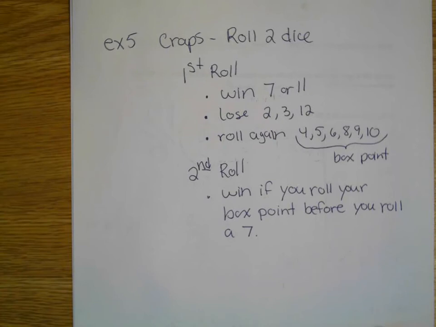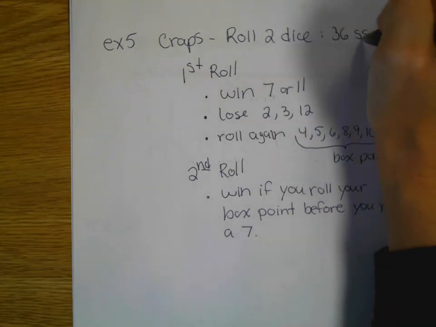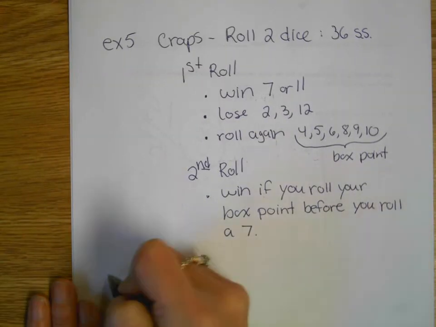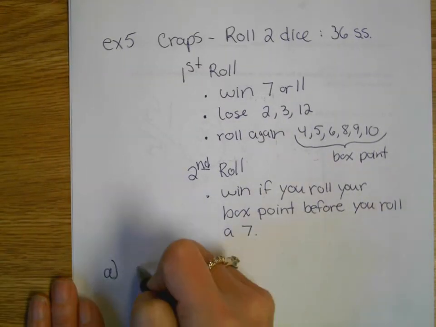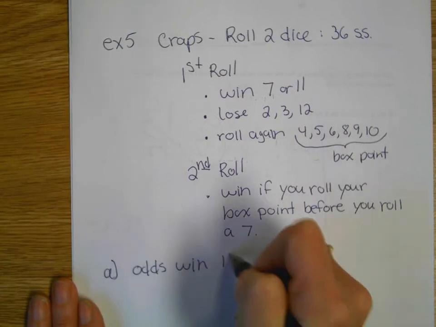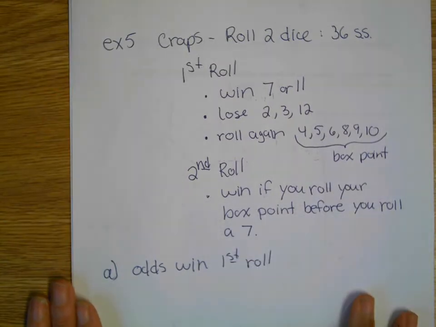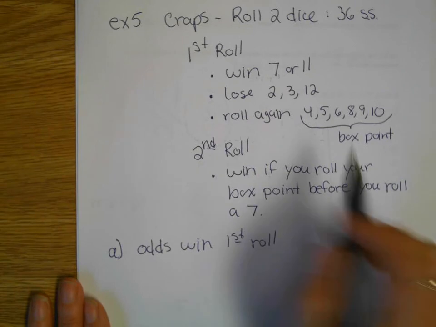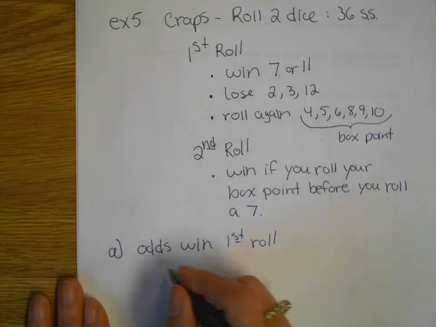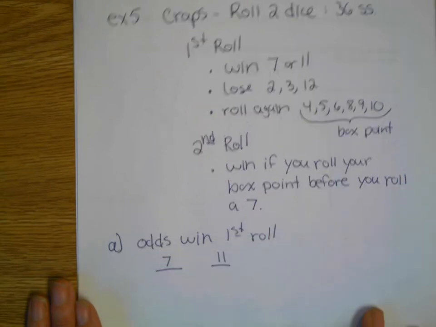Okay, so because we're rolling 2 dice, what's our sample space consist of? 36 outcomes in the sample space. You always want to keep track of that sample space. All right, first question. What are the odds that you win on the first roll? So we only win when we roll the 7 or the 11. So it would be nice to know how many ways there are to roll a 7 and how many ways there are to roll an 11.